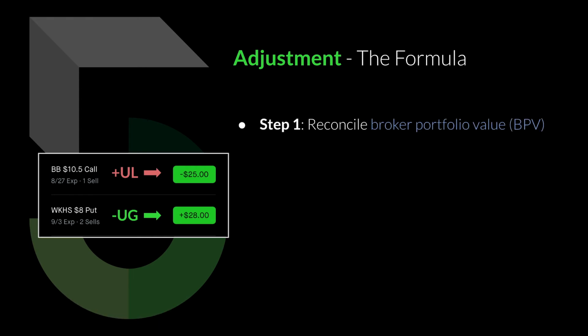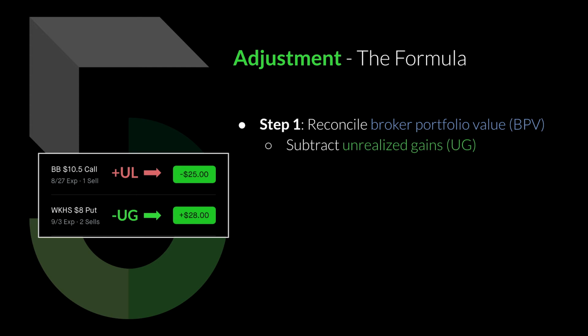So the first step is to reconcile the broker portfolio value. I'm coloring it in blue just so you can follow along in the formula, and I'm also going to abbreviate it BPV. If you are using Robinhood, the broker portfolio value is the number at the top of the homepage. It's what your whole portfolio value is listed as.